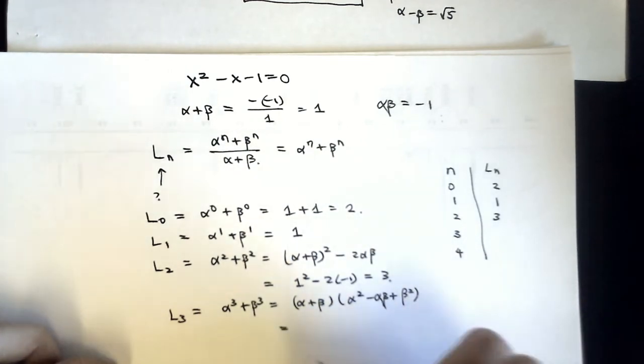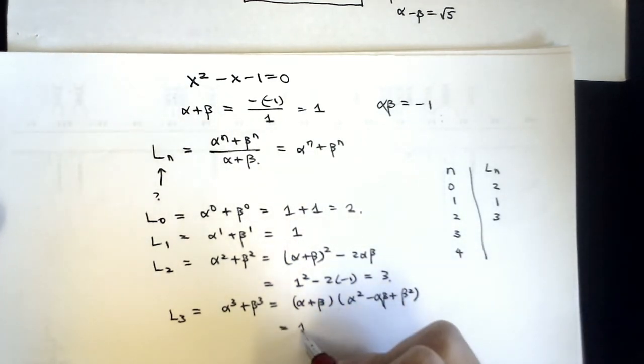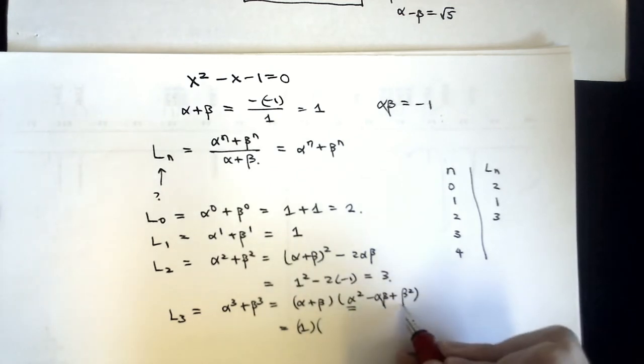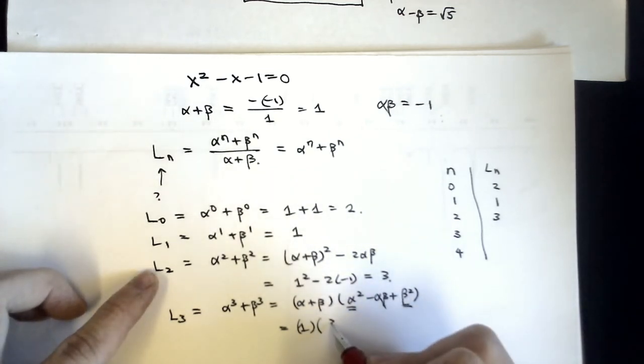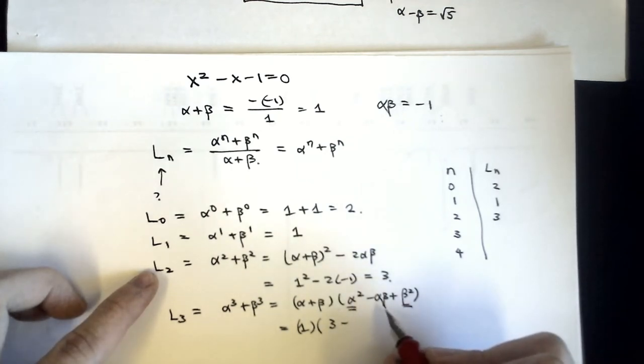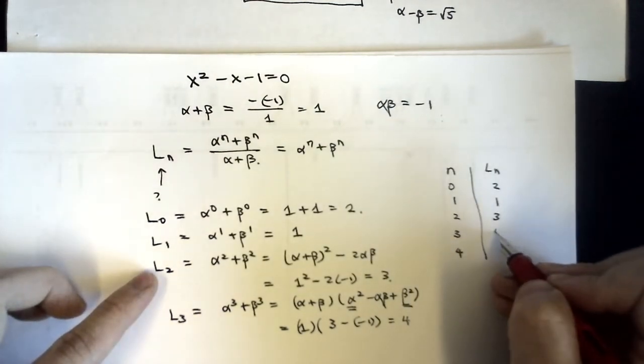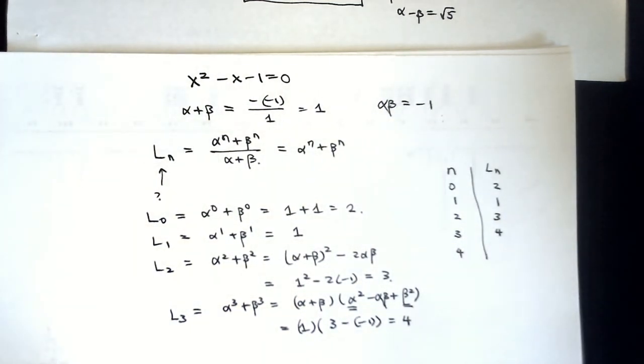And then we put in all the information we have. This is 1. And then the alpha square, beta square, we know already, okay? This is L2. So we have 3 here, and a minus alpha beta, which is minus 1. So we have 4 here. So L3 will be 4.